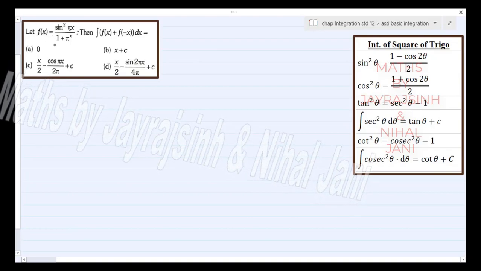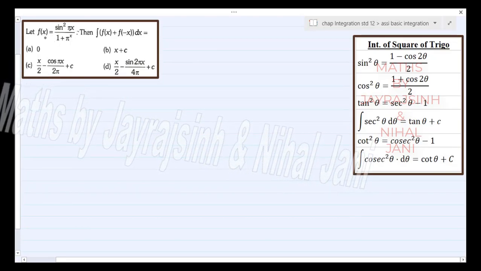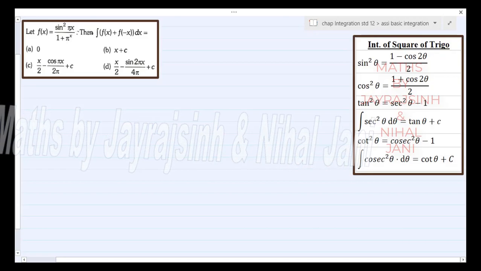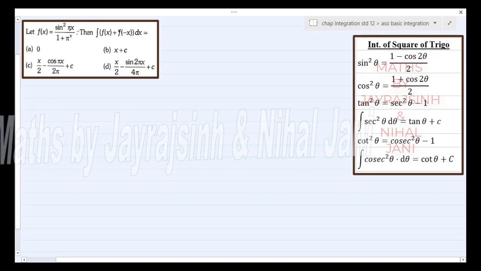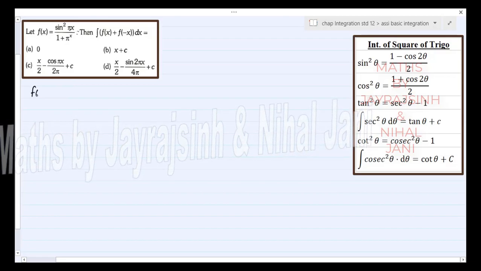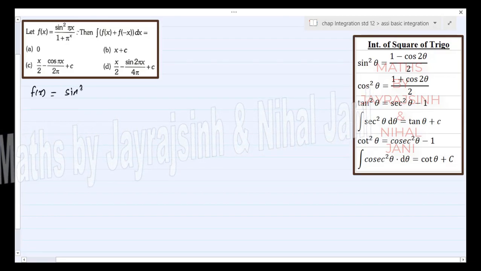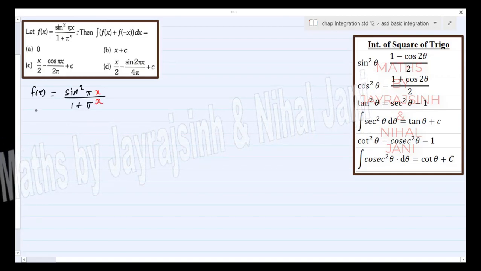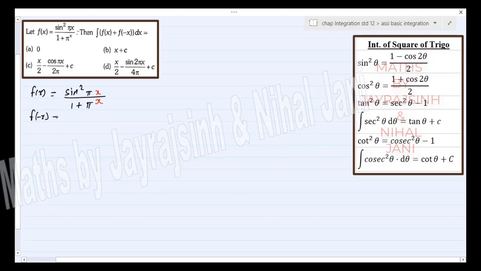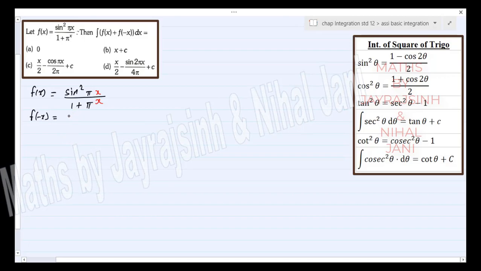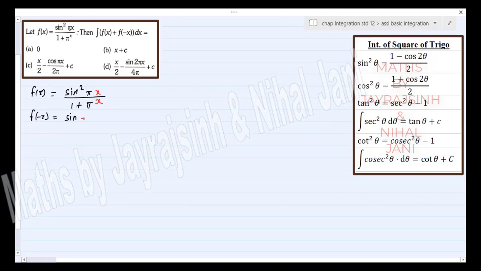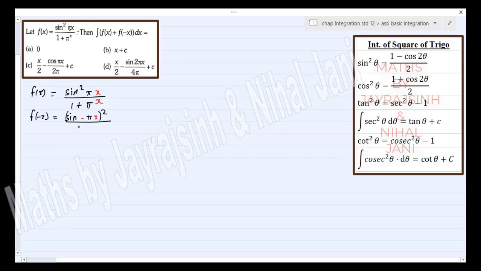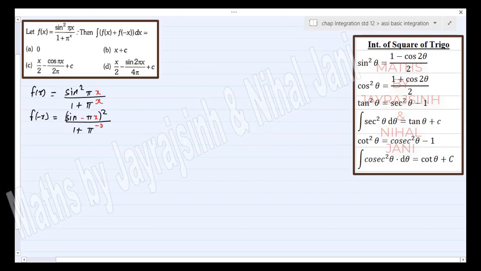Here we have one interesting question. Our f x is equal to sin square pi x upon 1 plus pi raised to x. Then we have to find integration of f x plus f of minus x. First of all, let's get our f x, which is sin square pi x upon 1 plus pi raised to x. Now, we need to get f of minus x. We have to replace our x by minus x. So here we'll get sin minus pi x the whole square upon 1 plus pi raised to minus x.